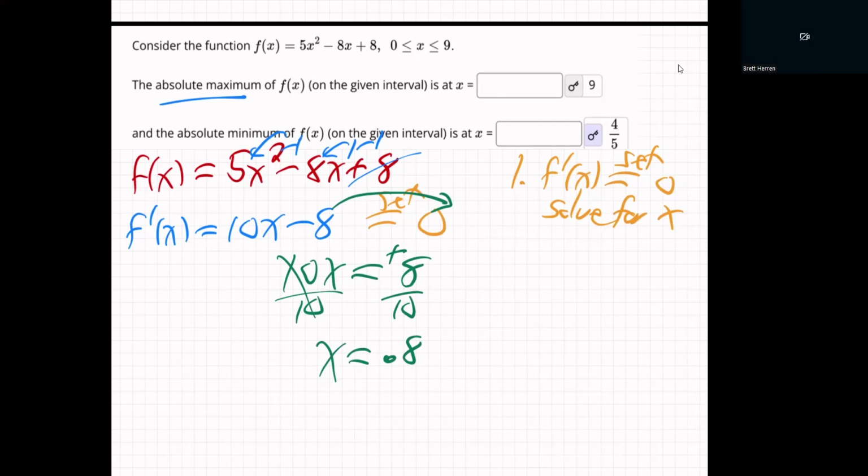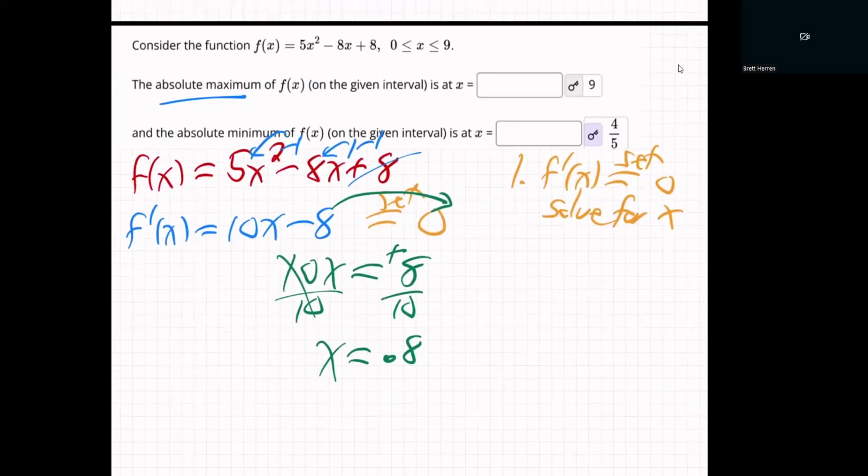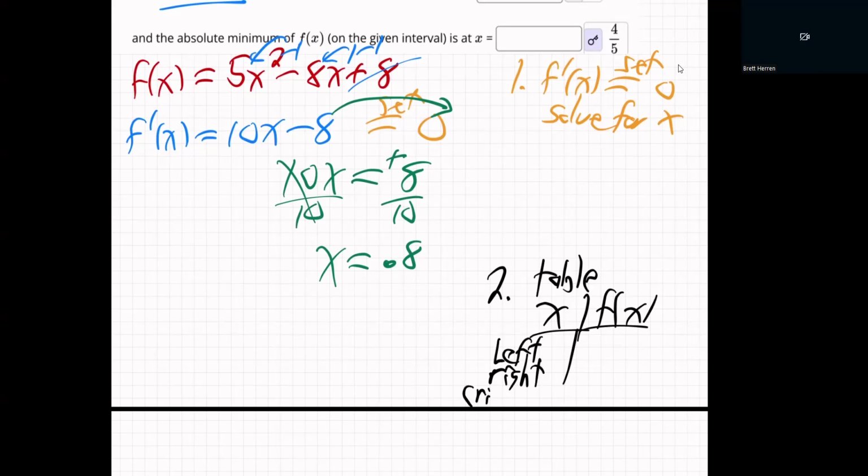Okay, so we got the x value. Step 2 is going to be to make a table. In that table, we're going to have x and f of x, and we're going to have the left, the right, and the criticals. This is the only critical value, because the critical values are found when you set f prime to 0. You find the critical numbers. So I'm going to make a table.